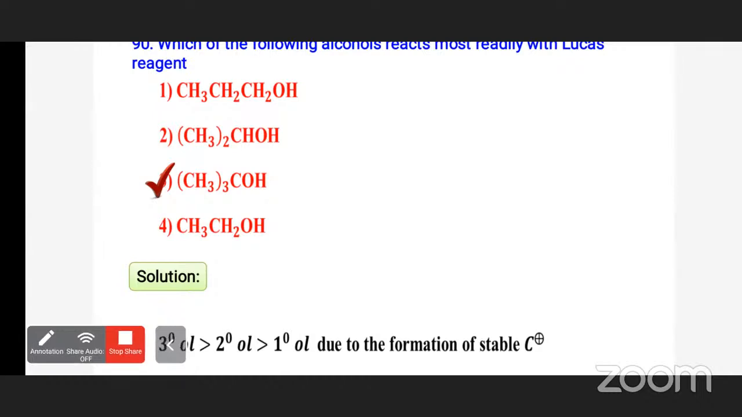Tertiary alcohol immediately gives white turbidity with Lucas reagent. A secondary alcohol gives white turbidity with Lucas reagent after 5 to 10 minutes. Primary alcohol does not give turbidity with the Lucas reagent test. So reactivity of tertiary alcohol is more than secondary, and secondary is more than primary, due to the formation of carbocation. So third one is the right option.